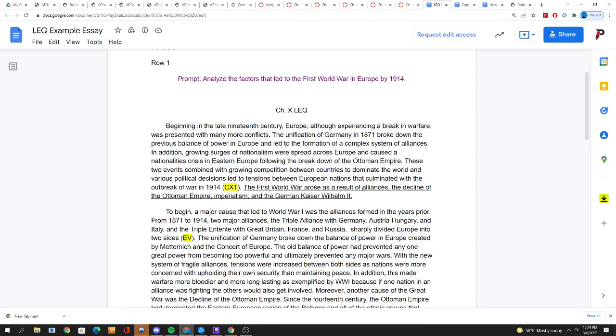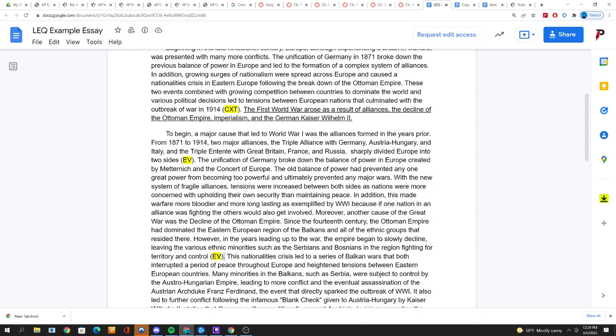Underline your thesis. Underline it. Okay? Make sure you have noted where your evidence begins and where your other piece of evidence begins. Okay? Your analysis is not as important because they'll kind of assume that it's right after your evidence.